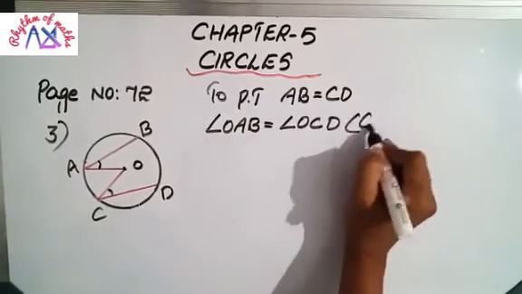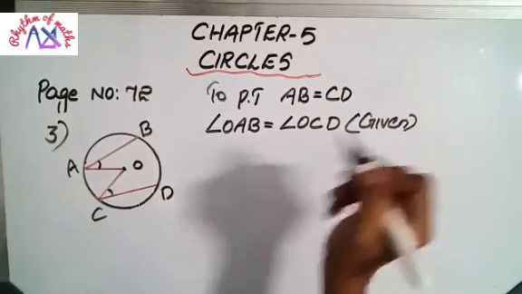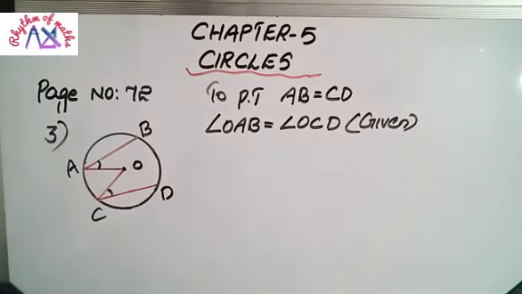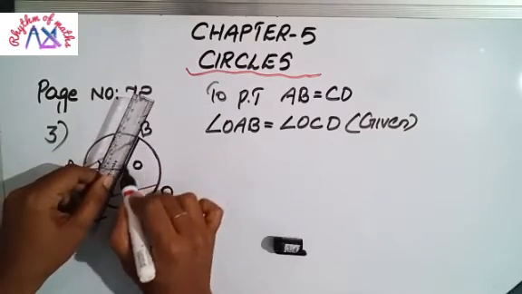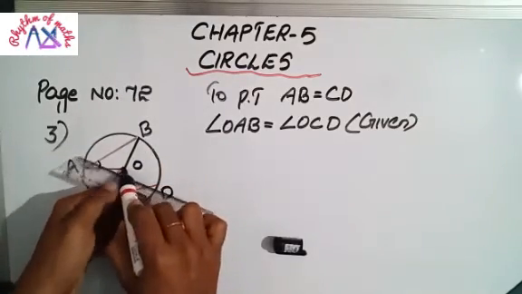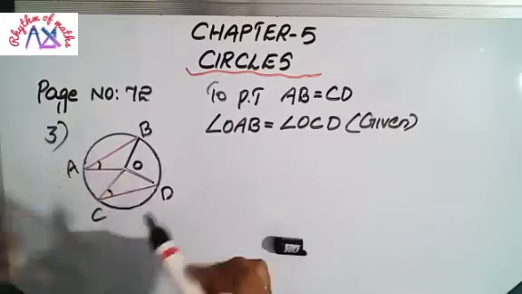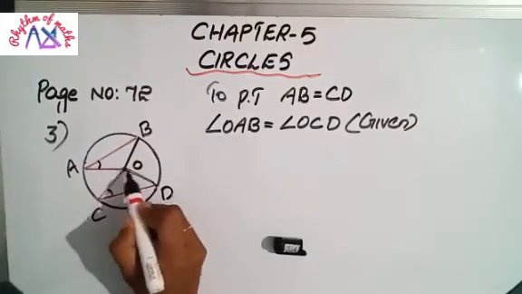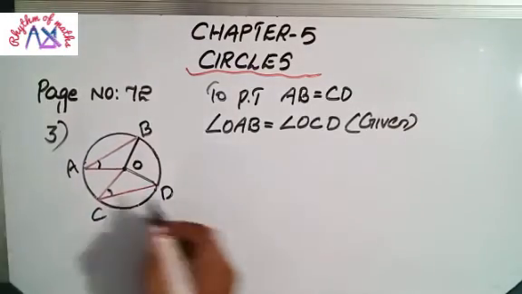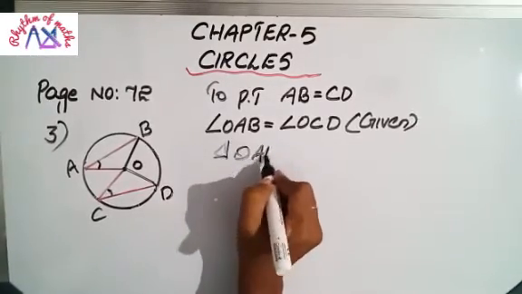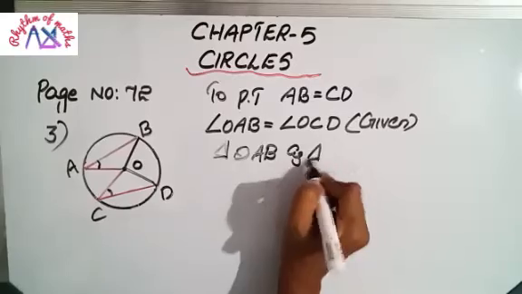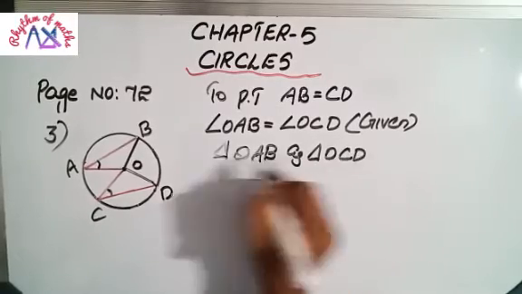This is given. So here also we are going to apply the equal triangle concept. For that, first of all we need two triangles. In order to get triangles, let's join OB and OD. These two lines let's join. Here O is the center. So we have triangle OAB and triangle OCD.